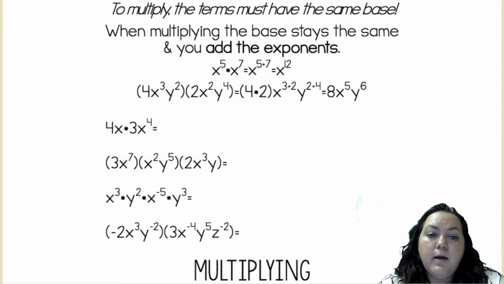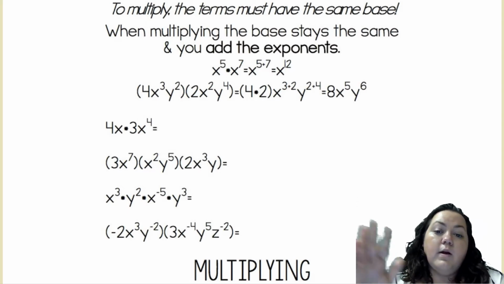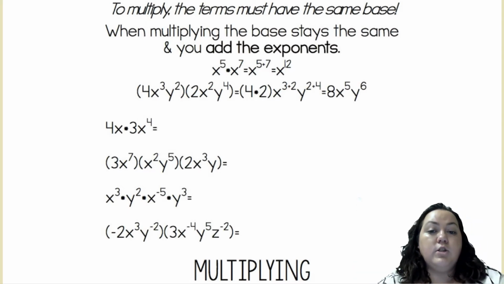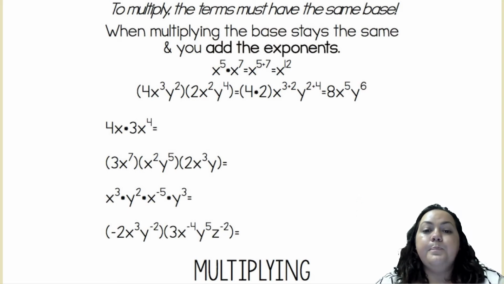All right, multiplying. To multiply, the terms must have the same base. When you're multiplying, the base stays the same, and you add the exponents. Okay, so x to the 5th times x to the 7th would be x to whatever 5 plus 7 equals, which is 12. So x to the 12th.